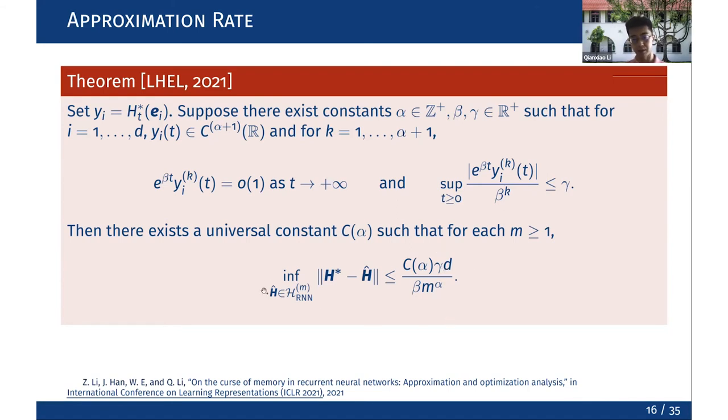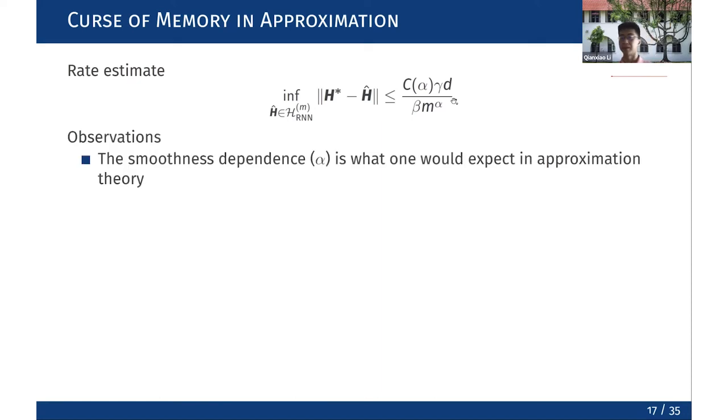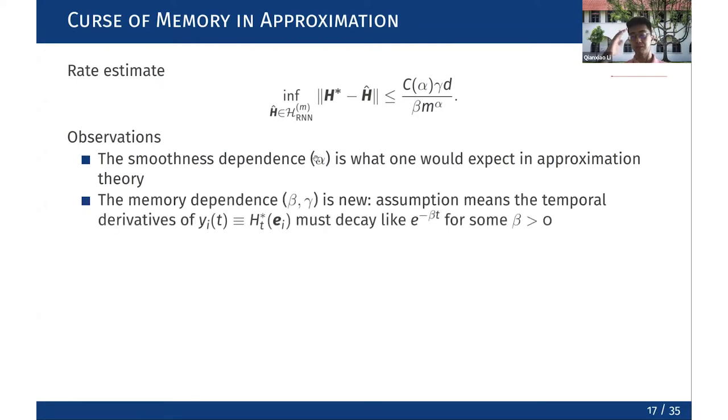Let's take a look at this result in more detail. This is our rate estimate. Given a budget m, my approximation error is going to decay like m to the minus alpha, exactly the same as Jackson's theorem. But what's different here is the memory dependence. We assume that this memory has to decay exponentially with some rate beta, and this results in the corresponding norm gamma of that decay. With this, you can estimate this rate.